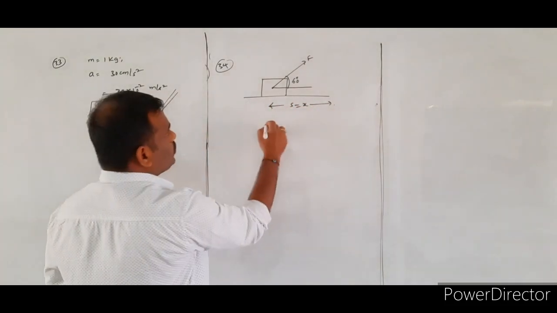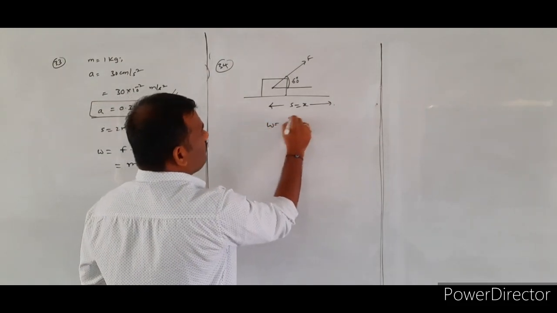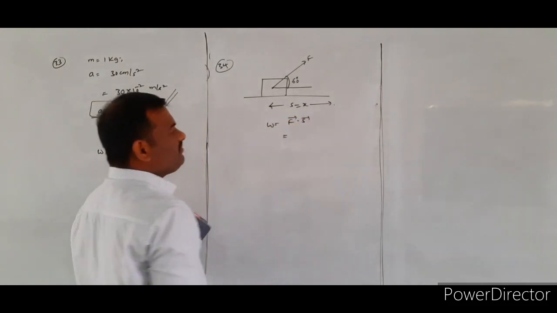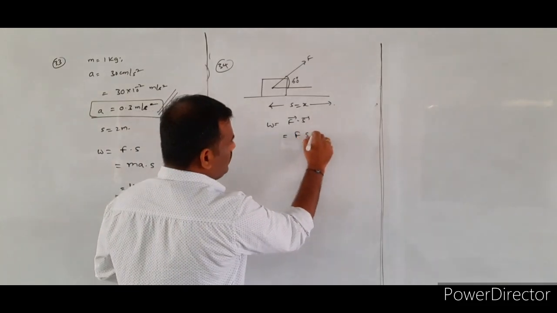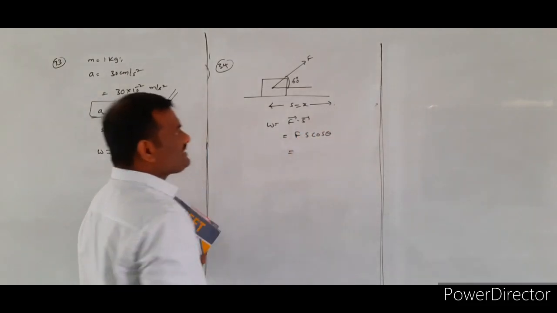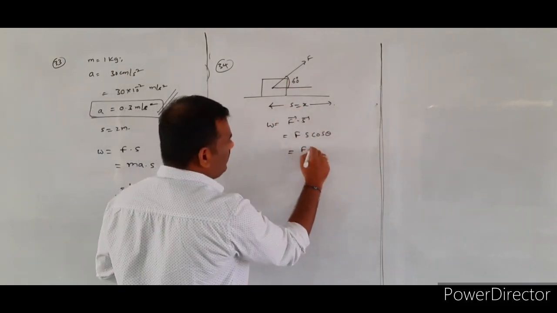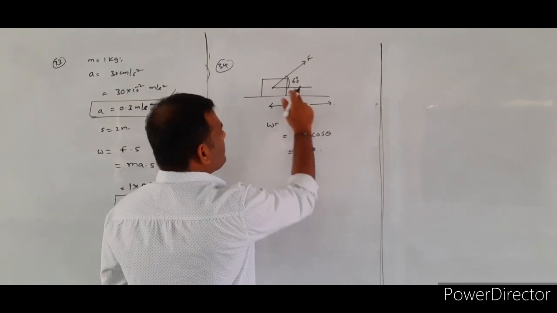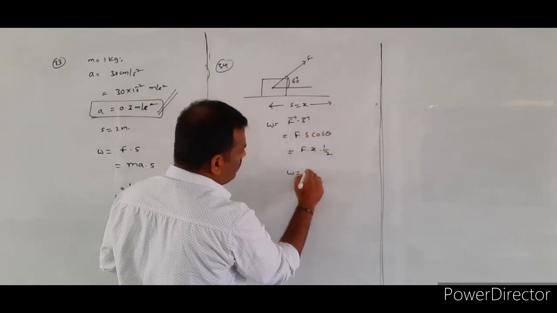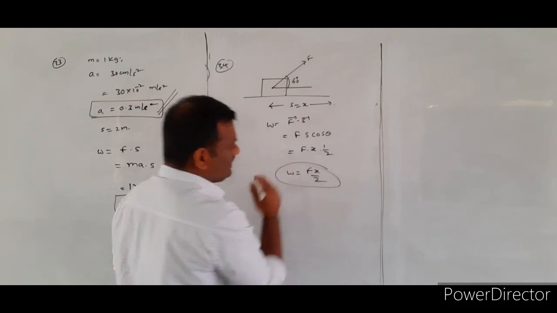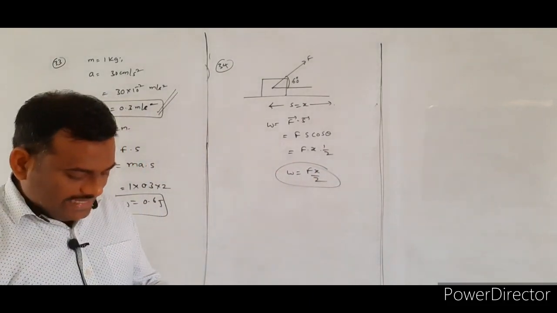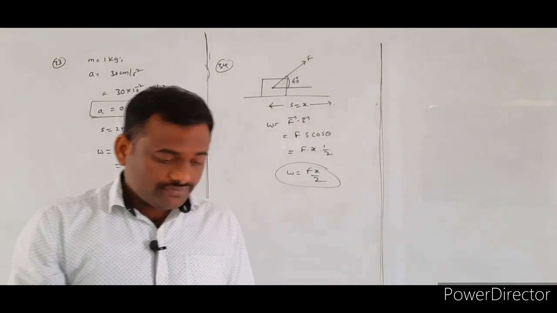Work done is equal to F bar dot S bar, that is equal to Fs cos theta. Applied force is equal to F, displacement x, cos 60 value is 1 by 2. Therefore, work done is equal to Fx by 2. Next one.